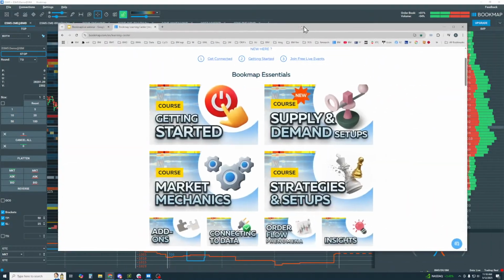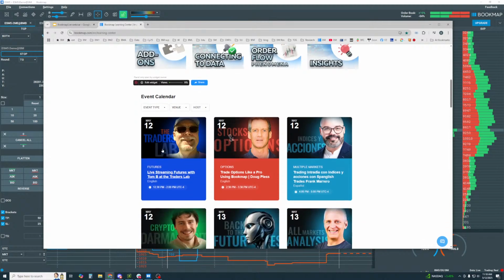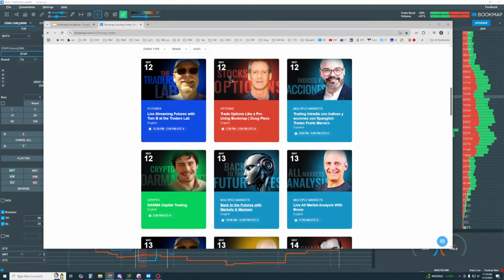So you'll see all the events underneath here for the calendar. Tom B is up next. He's a volume profile trader. In about 10 minutes he'll start. Then after that we have Doug, options with Doug. He trades options using Bookmap. Here we have Frank with multiple markets. This one is in Spanish, so we have multiple languages in here as well.